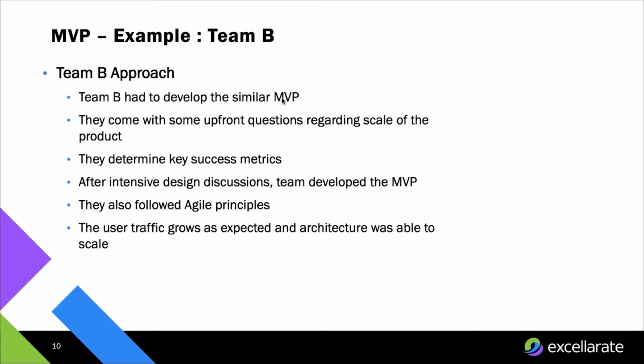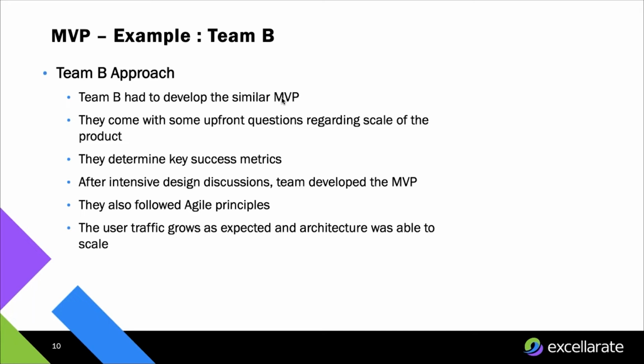The approach that Team B took, they had a similar application where they had to build an MVP. The team came up with upfront questions regarding the scale of the product. So the upfront questions were like how many daily active users, right? What will be the user growth? What is the database storage requirement? How much do we need to store? Right? What is the latency? And determine the key metrics for their application, right? So what the key metrics were here, like the response time, the low latency, right?